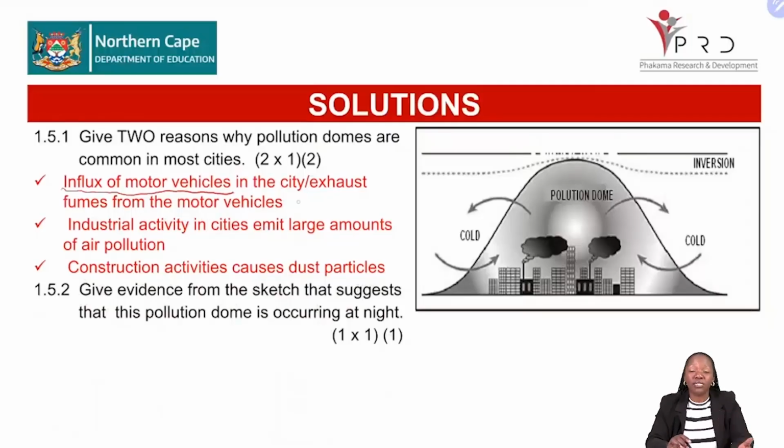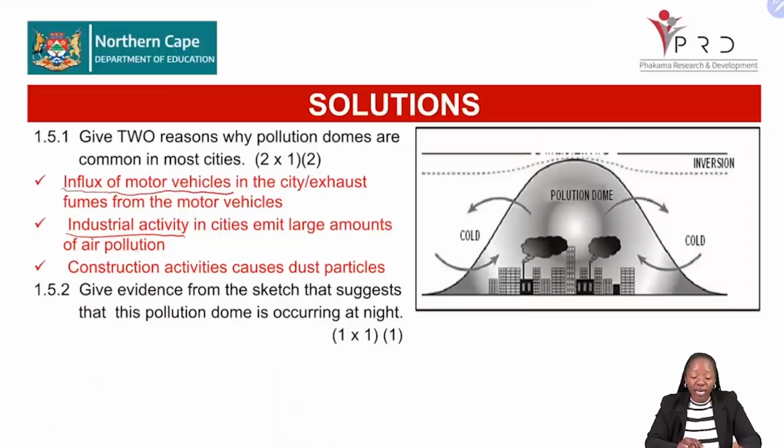Remember, some of the drivers do not service their cars, so therefore they emit every day. The industrial activities: remember in the cities, that's where there are more of the industries, and these industries are operating day and night. So the industrial activities in the city emit a large amount of air pollution. Remember, there are products that are being produced in those activities, and they are using very big machines to produce those products. So it means there is a lot of smoke that is released again.